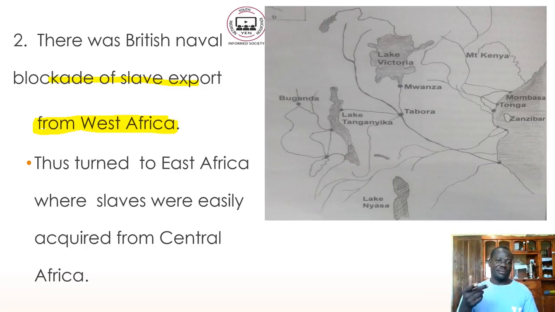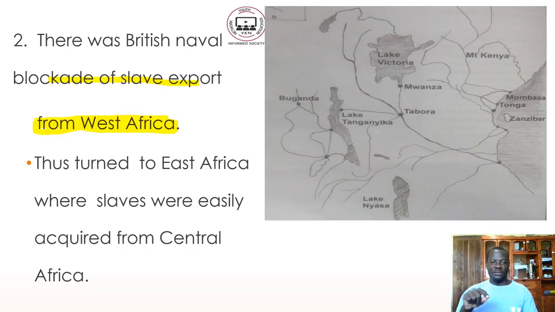After some time, the British saw that this was an evil to humanity, so we have to stop this slavery. They blocked that slave trade route from Africa to America, there in the Atlantic Ocean. No one was allowed to export slaves from West Africa going to America.